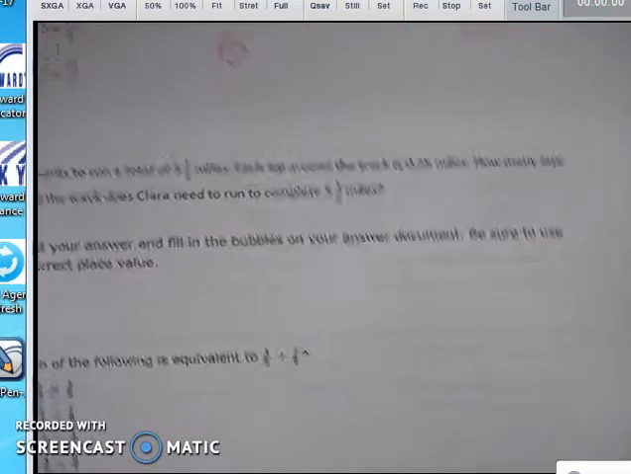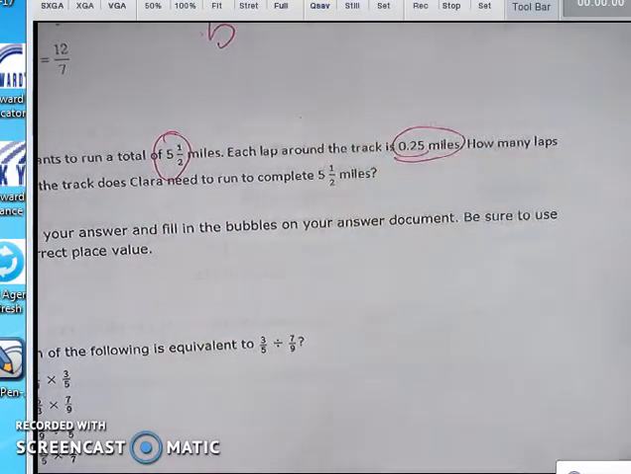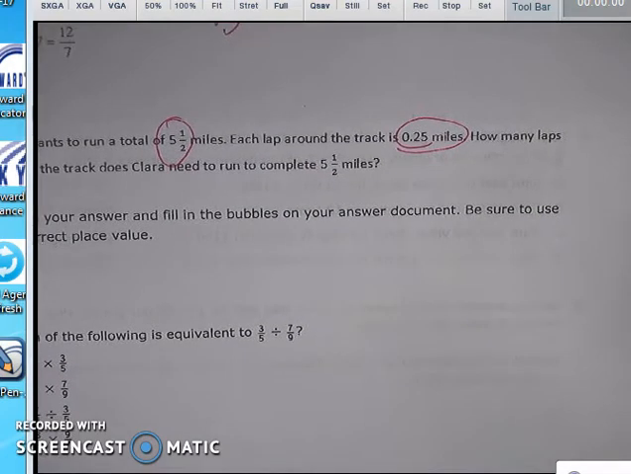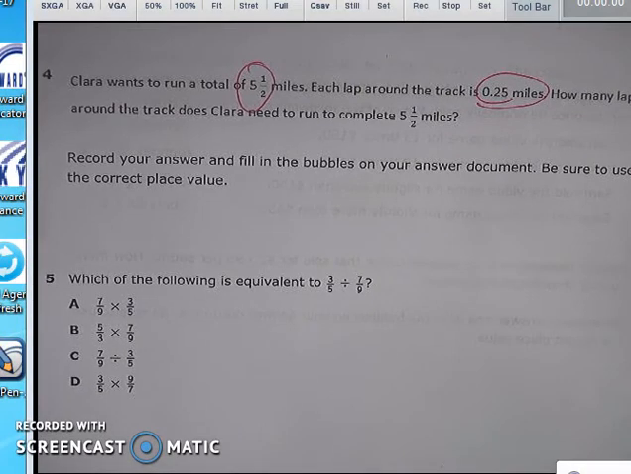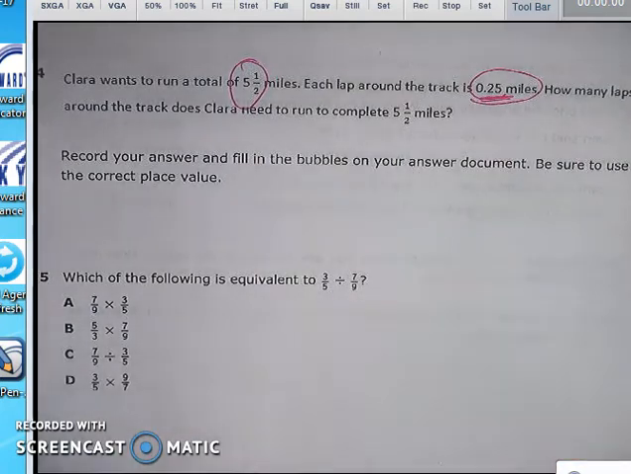Okay, Claire wants to run a total of 5.5 miles. Each lap around the track is 25 hundredths of a mile. How many laps around the track does Claire need to run to complete 5.5 miles? Okay, this could have been done a couple different ways. Okay, this is a fourth, right? You know that's a fourth, so you could have taken 5.5 and times it by 4. You could have changed this to 1/4, changed this to an improper.